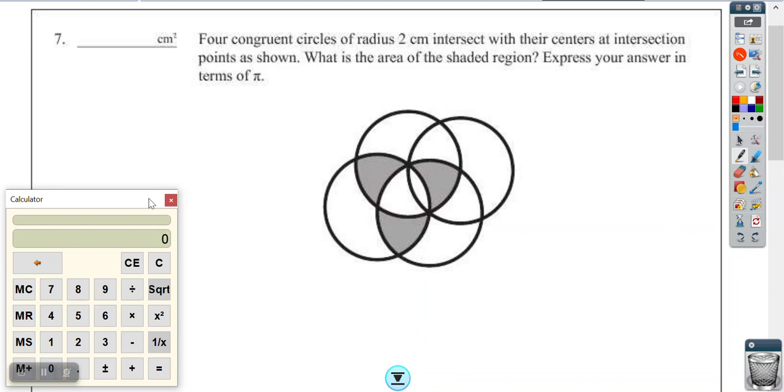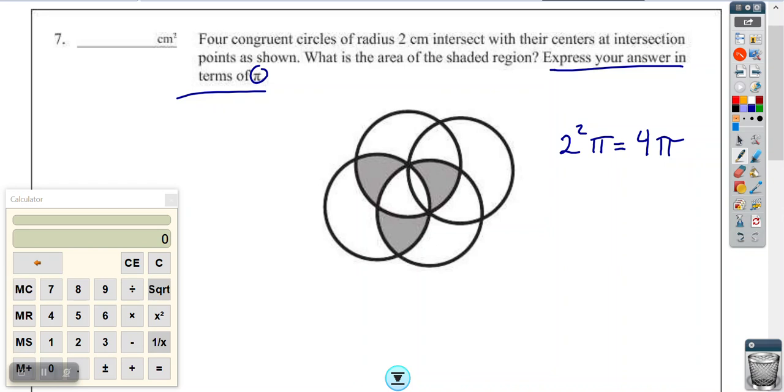All right. So we have 4 congruent circles. They all have a radius of 2. So that means the area of one circle is 2 squared pi. So the area of one is 4 pi. And it tells us that we want to express the answer in terms of pi, which means I don't have to multiply by 3.14. And we have this odd situation, right?